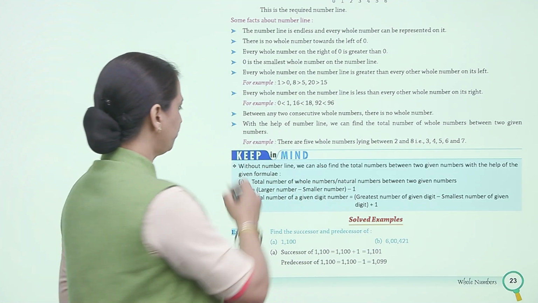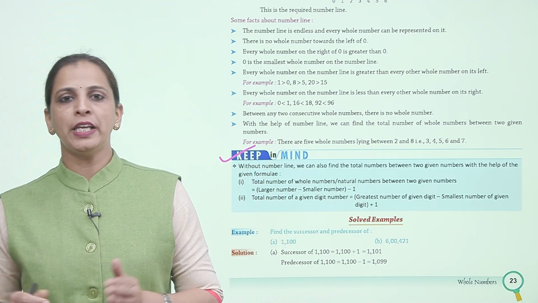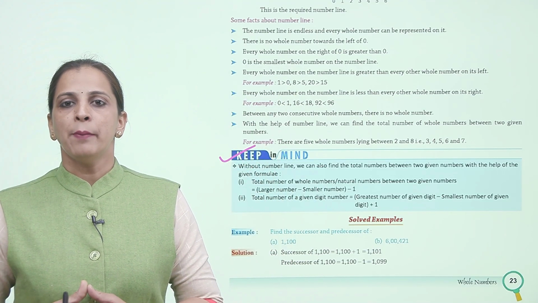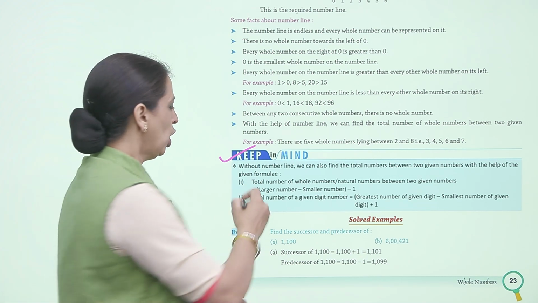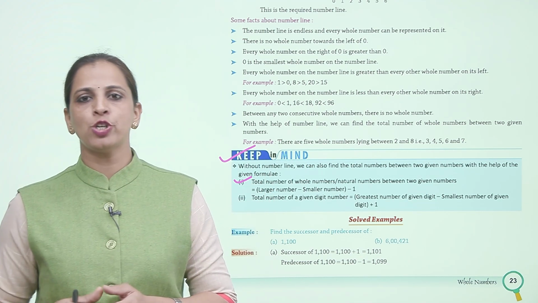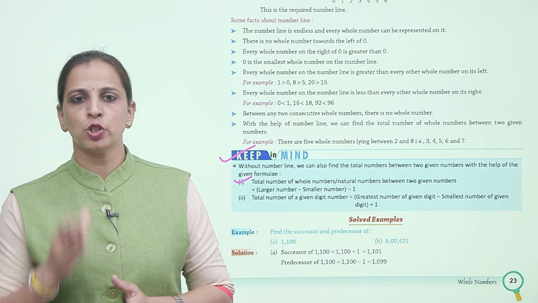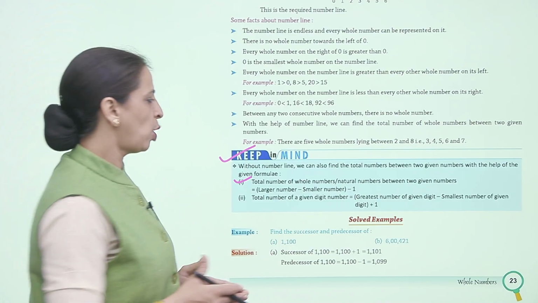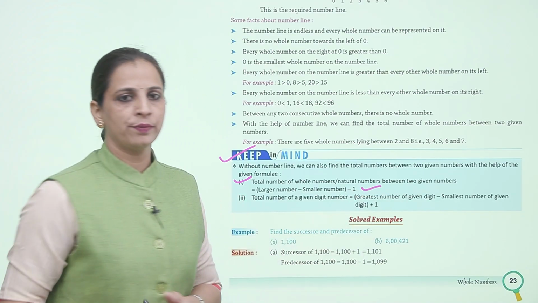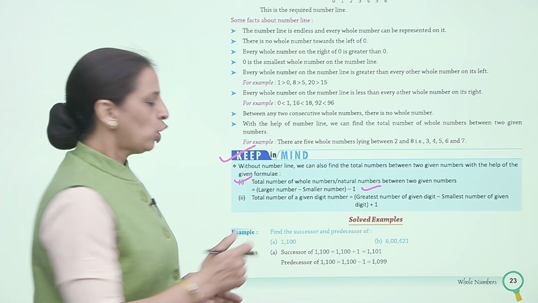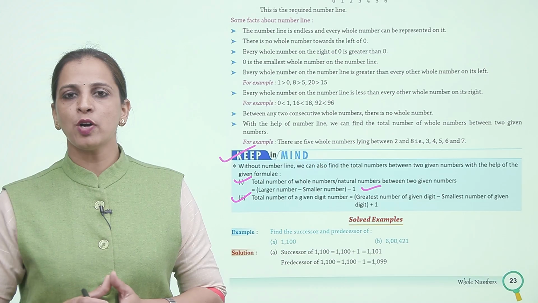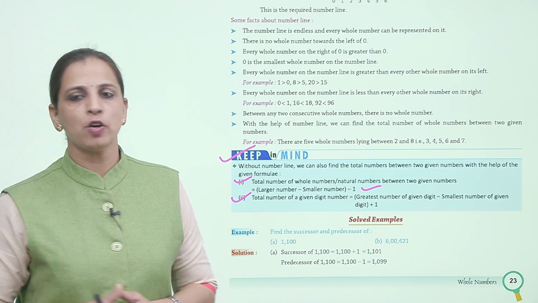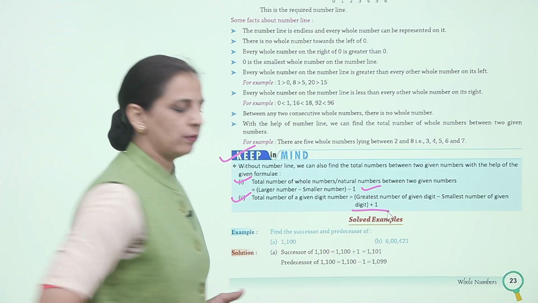Keep in mind, without number line, we can also find the total number between two given numbers with the help of the given formula. First, total number of whole numbers or natural numbers between two given numbers is equal to larger number minus smaller number minus 1. And second, total number of a given digit number is greatest number of the given digit minus smallest number of the given digit plus 1.